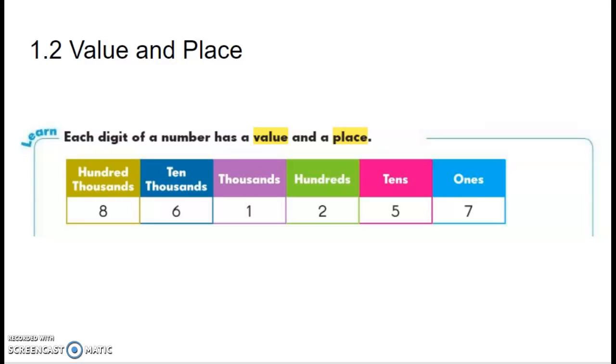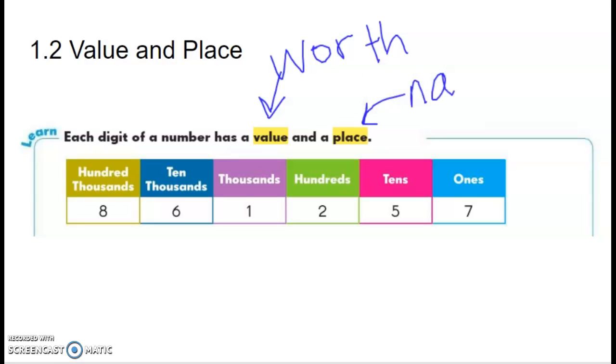Okie dokie, for this lesson, we are going to be talking about the value and the place of a digit, because each digit of a number has a value and a place. Now, the value is what it is worth. Is it worth 200? Is it worth 2 million? Is it worth 2,000? How much is it worth? The place is the name of the place that it's in. So it might be in the 10,000s place, might be in the hundreds place.